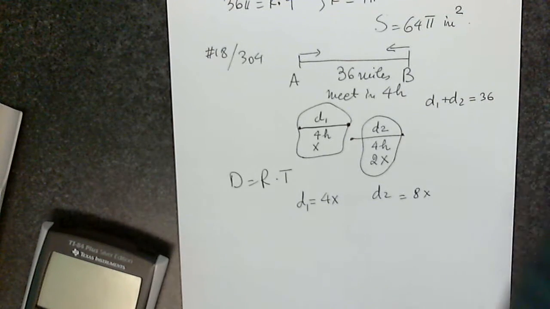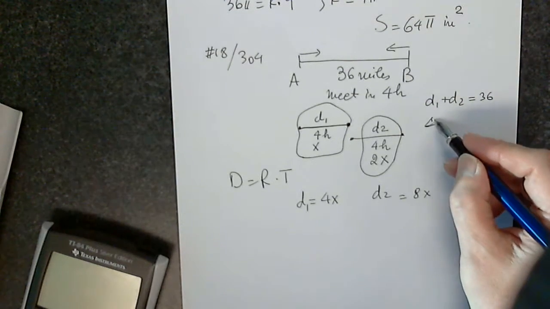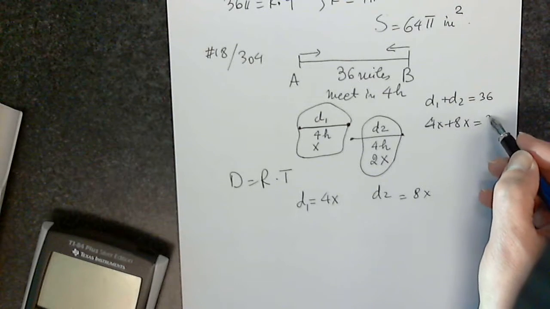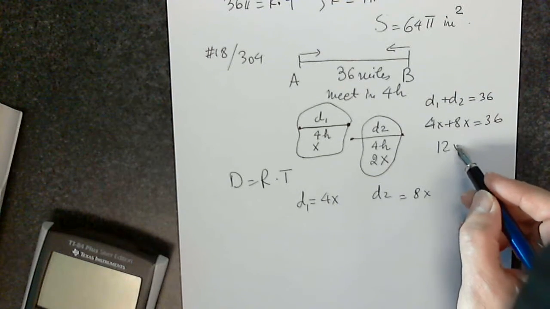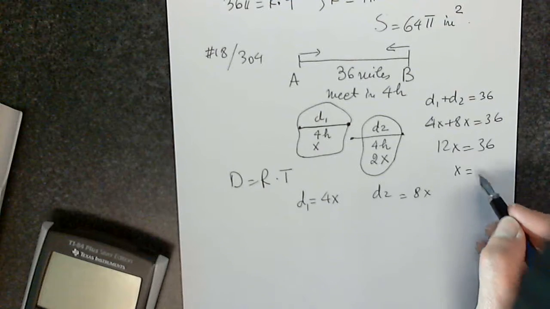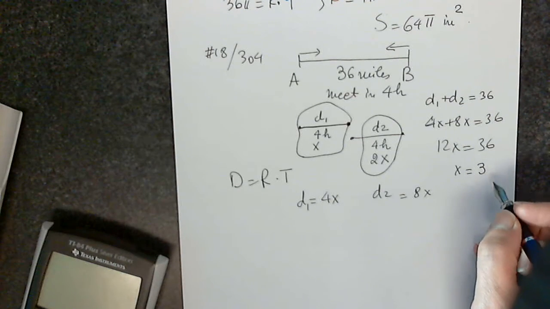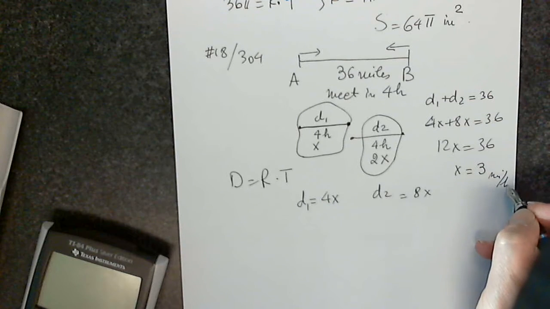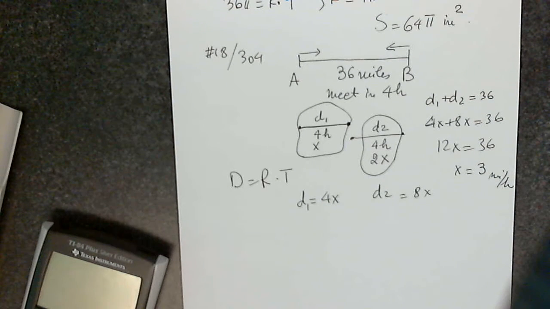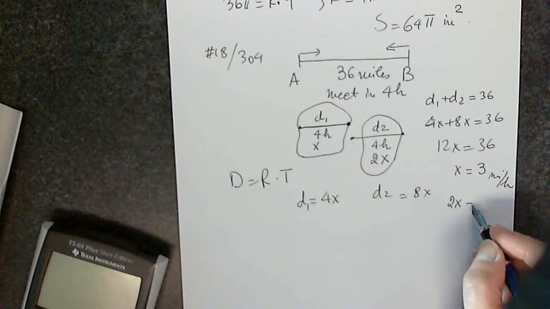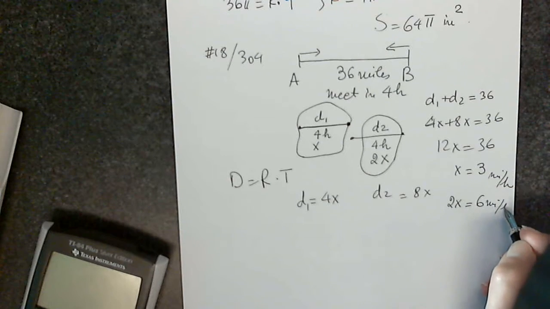Good, or 8x. And then when I plug them in, I have 4x plus 8x equals 36, or 12x equals 36. So x, the speed of the slower of the two, is 3 miles per hour. If one walks at 3 miles an hour, what can you say about the other one? 6 miles per hour.